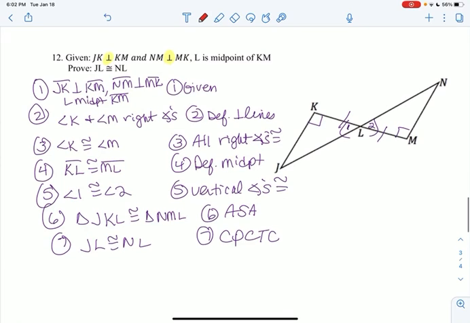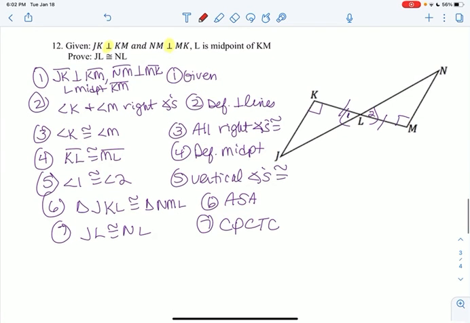So step 2, first I say they're right angles. Angle K and angle M are right angles. Definition of perpendicular lines. Then I say they're congruent. Angle K is congruent to angle M because all right angles are congruent. Also, I have L as the midpoint. A midpoint divides a segment into 2 congruent segments. So I go to L, it's the midpoint of KM, so I cut KM in half. KL is congruent to ML, that's step 4, definition of midpoint.